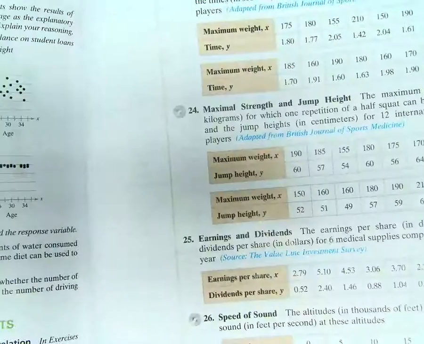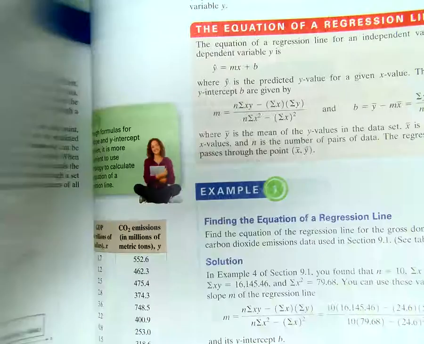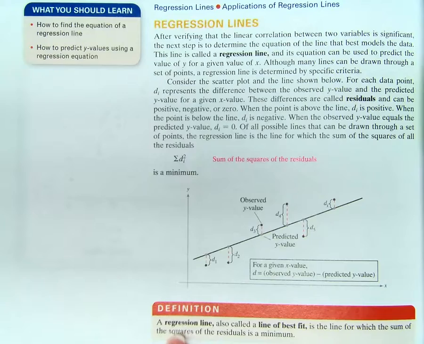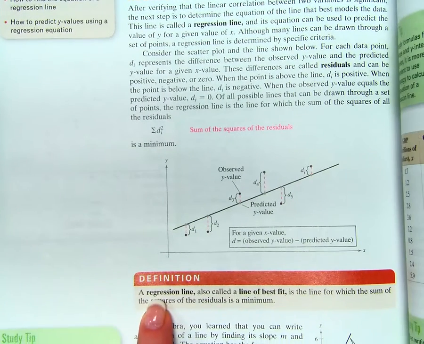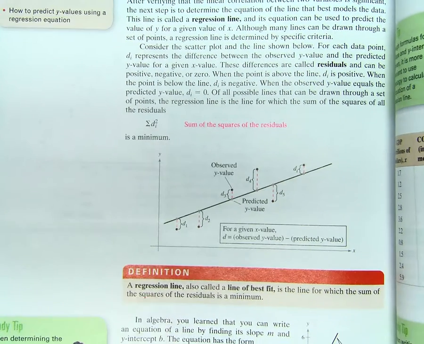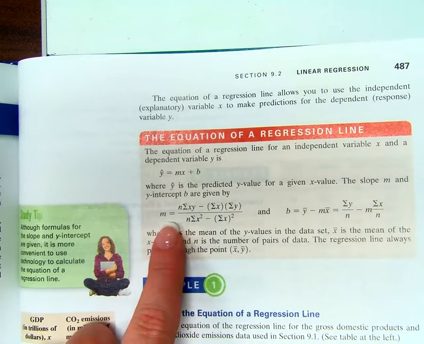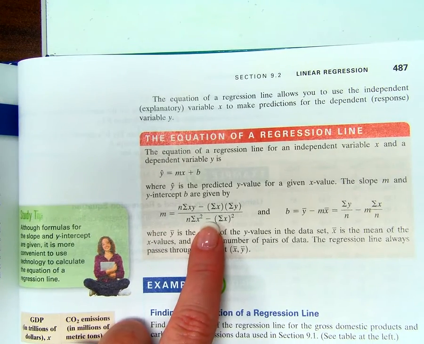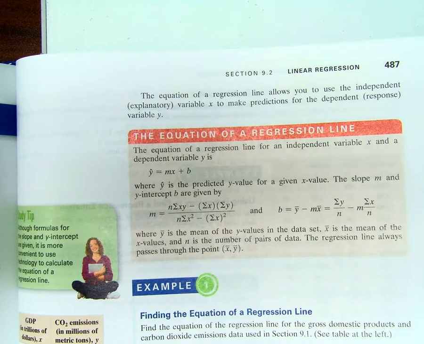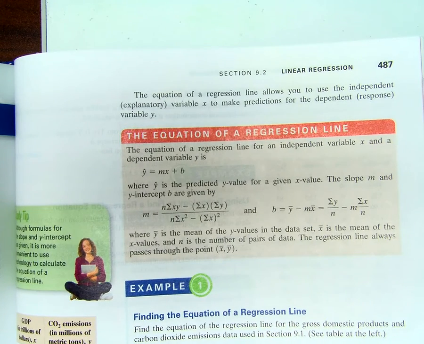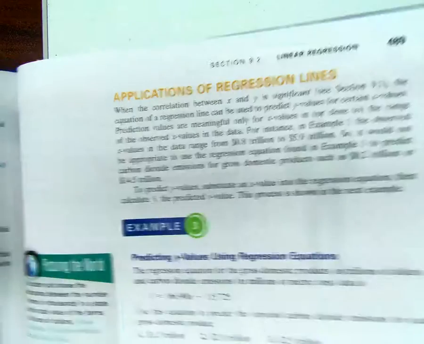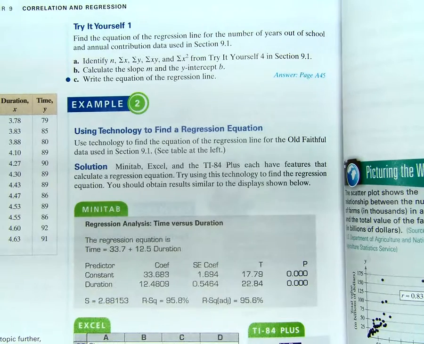One more thing to show you very quickly is 9.2. In 9.2, you've got to know what a regression line is. You already know, don't you? We dealt with it in Algebra 2. You know what a regression line is. There's this beautiful formula right over here for finding m. If we're finding a regression line, we don't have to worry about that because we're letting our calculator find our regression line for us. And that's the end of that section.